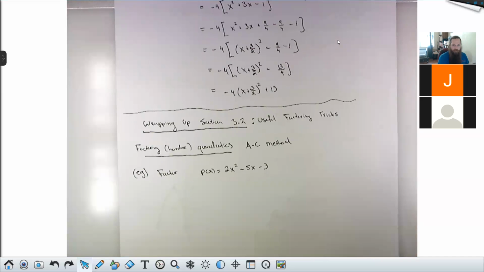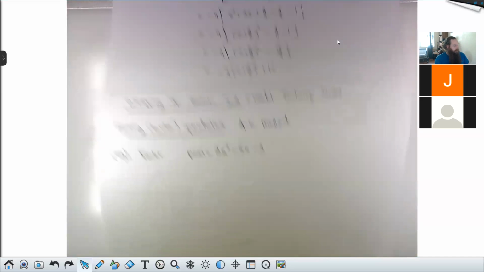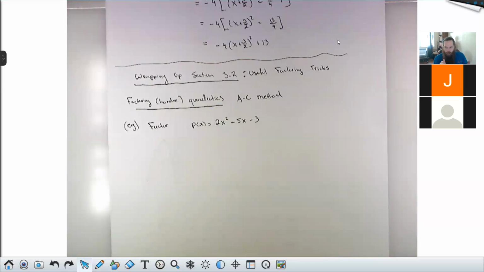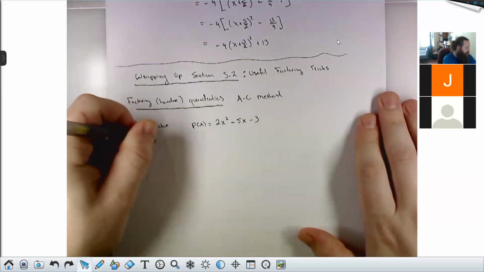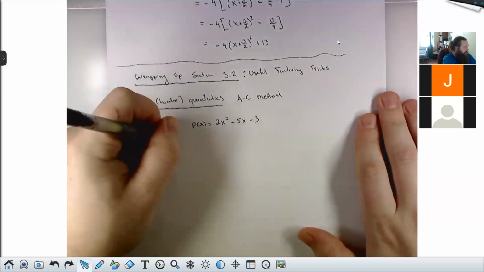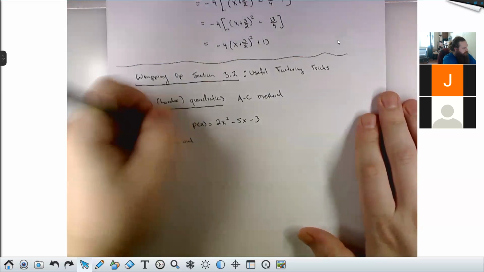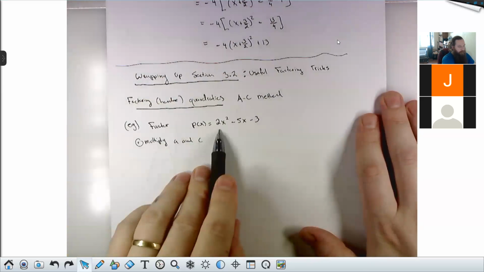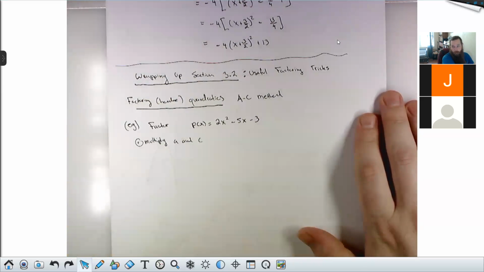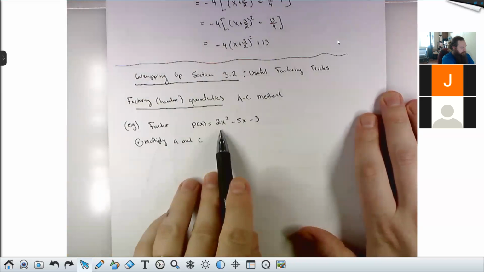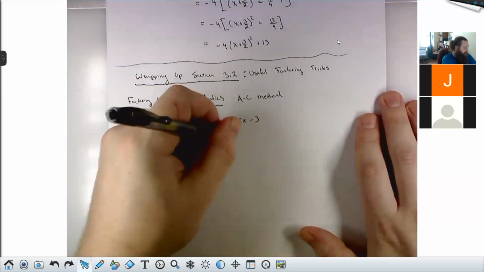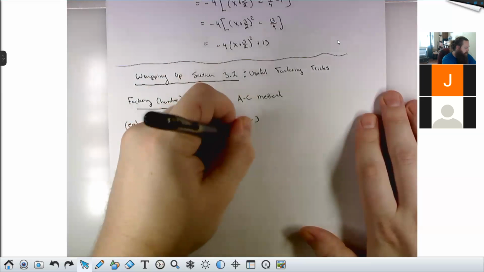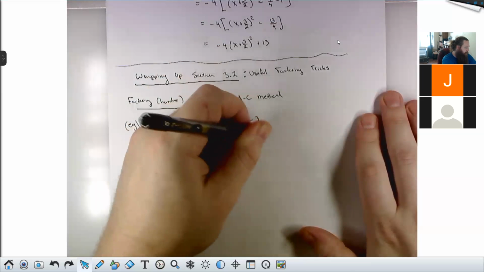So here's the trick. It's just like what we've been doing, where you need to find two numbers that satisfy a pair of conditions. First, you multiply A and C. So remember, A is the lead coefficient of the quadratic. This only works for quadratics. Lead coefficient times the constant term. So here, AC is 2 times negative 3, negative 6.